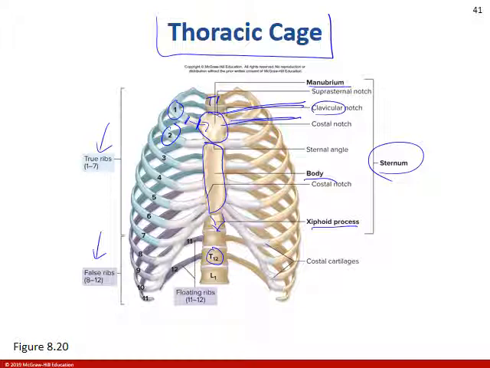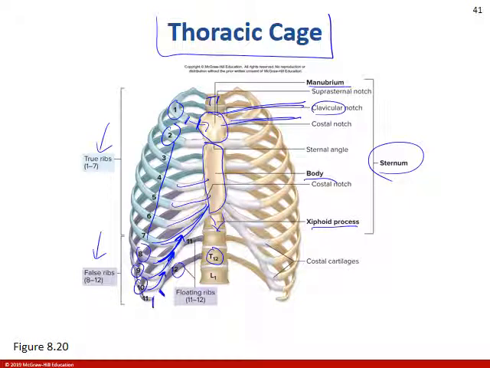And remember, your lungs are going to inflate and deflate. So we have to have that cartilage there to allow for that expansion and contraction. True ribs are ribs 1 through 7 because they have their own cartilage connection to the sternum. False ribs are 8 through 12. 8, 9, and 10 all piggyback onto 7. So they're kind of going for a free ride. 11 and 12 stop short.